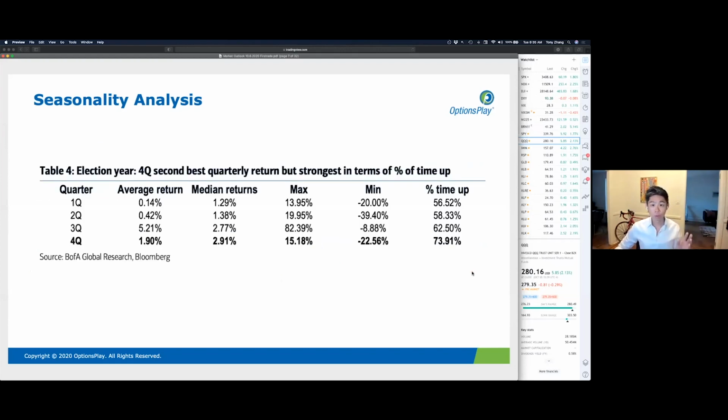Now, when we look at Q4, this is really where Q4 on average is the best performing quarter of the entire year. The average return of Q4 is 1.9%, and it is up 73% of the time. So very high probability that Q4 actually has the highest return. I apologize. Q3 is the highest, Q4 is the second highest, but Q4 has the highest percentage of times when Q4 is up on the year.